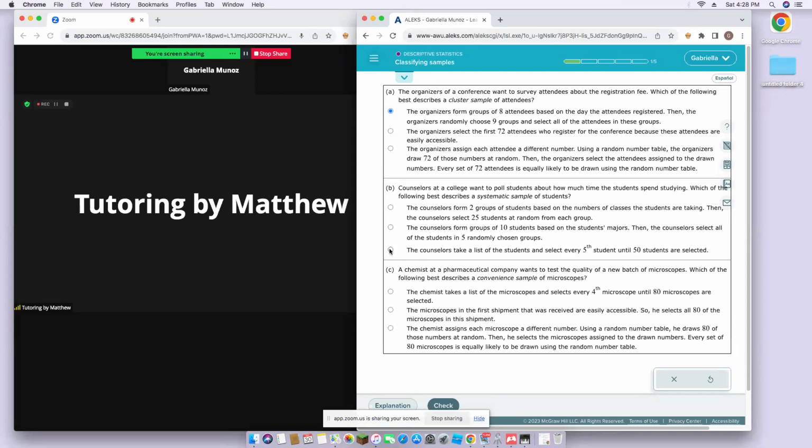Wow, there's many different ones. And okay, now C is convenience sample. That's where you just do the ones that are easily accessible. So that's the middle option there for C. See how it says easily accessible? That's convenience.